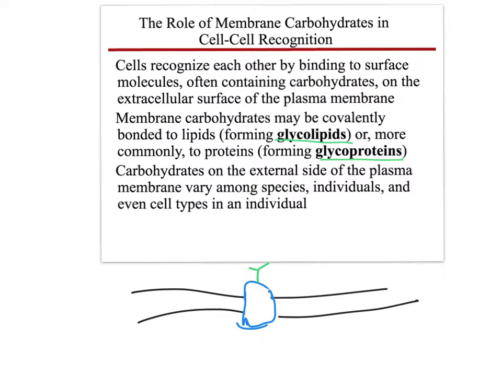And in some cases, one of the phospholipids could have a carbohydrate linked to it. So here's your glycolipid. This is your glycoprotein. Glyco refers to sugar or carbohydrate, and then what it's linked to, either a lipid or a protein. And those carbohydrates are what determine what's you versus not you.